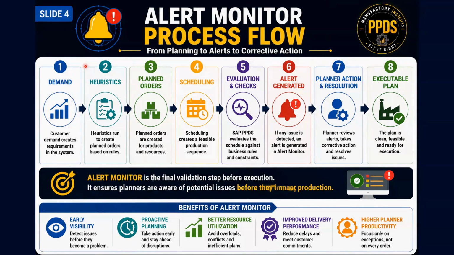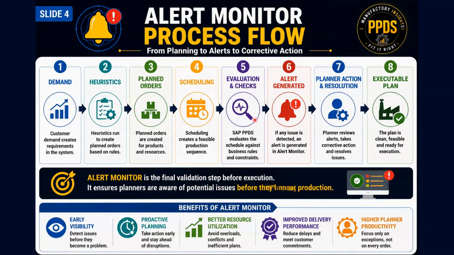Next we will see how Alert Monitor fits into the PPDS process flow. First, we start with the demand. The demand creates the requirements. It may be a planned independent requirement or a customer requirement. Heuristics generates the planned order to satisfy this demand. As part of the output, the planned order will be created to satisfy this demand. Then scheduling and detailed sequencing will be performed as part of scheduling activities.